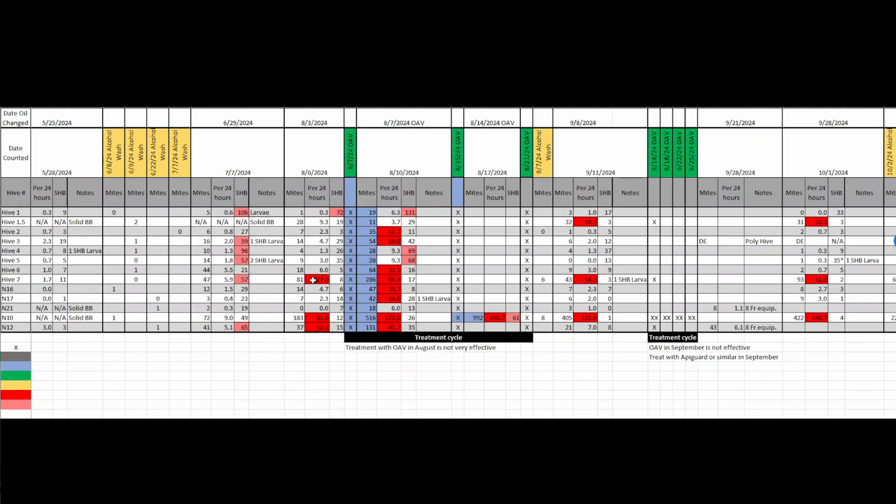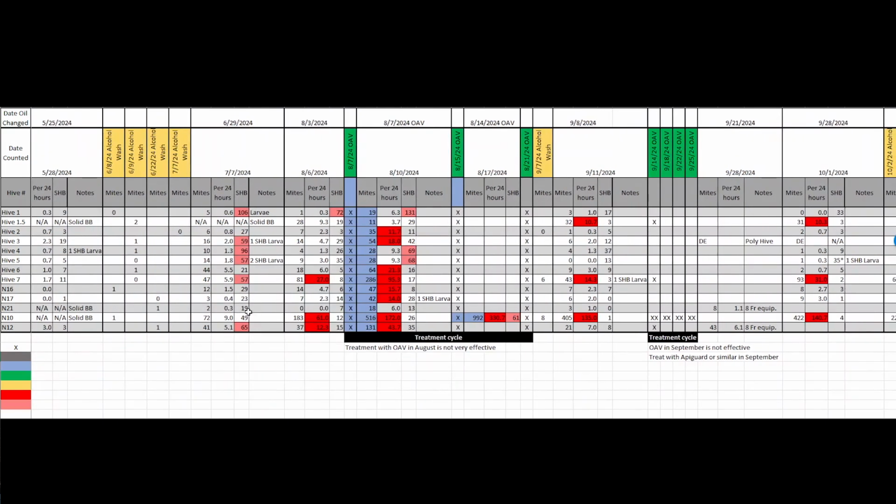So this one may have either robbed or something happened there where their numbers jumped up to above 10 a day. 10 a day is kind of the trigger for me to do some sort of treatment. And this being in August, the supers were still on, so my only choice was oxalic acid vaporization. This one had 61 per day, and then previous to that, it had 9, and then previous to that was an alcohol wash of 1.